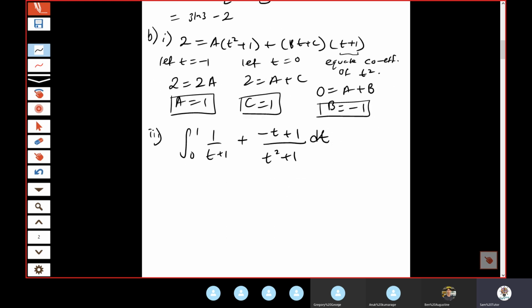Okay, I'm sure by now we're used to what this one is. What's 1 on t plus 1? ln t plus 1. Right, that equals ln t plus 1. But what about this guy? Now that, we know if we differentiate the bottom, it gives me 2t, which is good. There's a t there, but still got a plus 1. So that is not just a log.